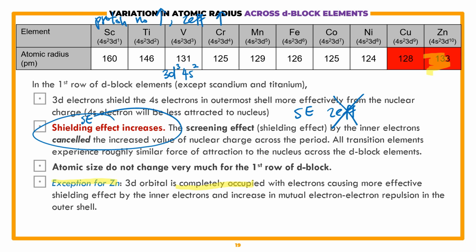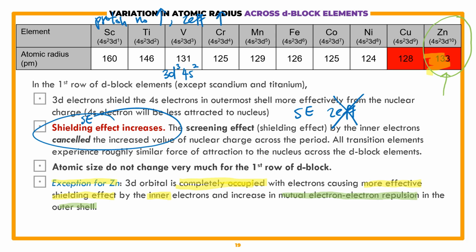Exception for zinc, 3D orbital is completely occupied with electrons, causing more effective shielding effect by the inner electrons and increase in mutual electron-electron repulsion in the outer shell. So as you can see in the value of zinc here, okay, di penghujung susunan transition metal in period 4, tiba-tiba value atomic size of zinc ini meningkat sedikit. Okay, so what is the reason?